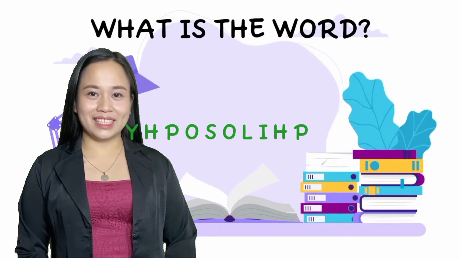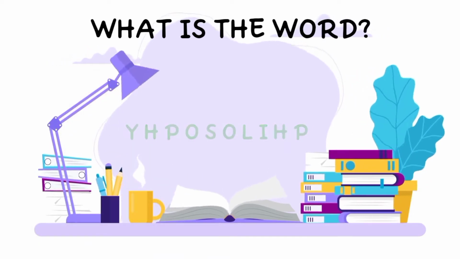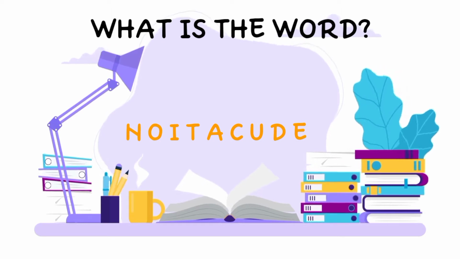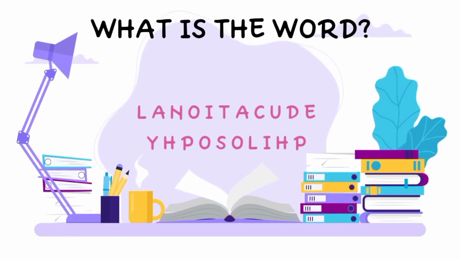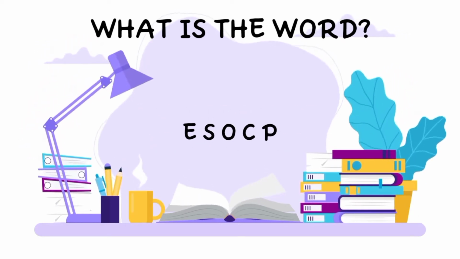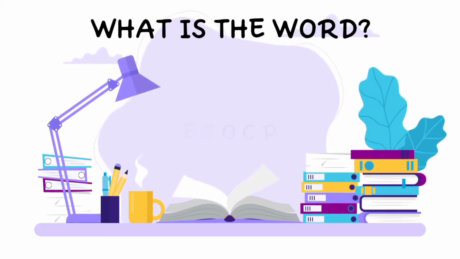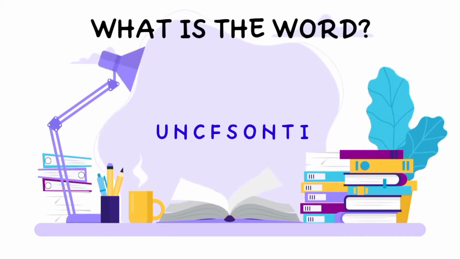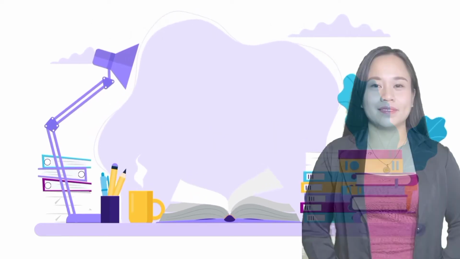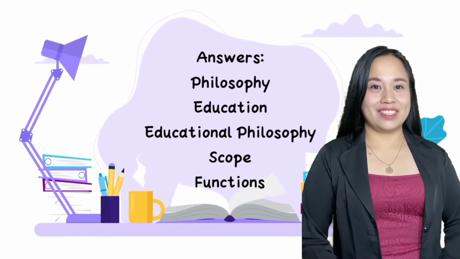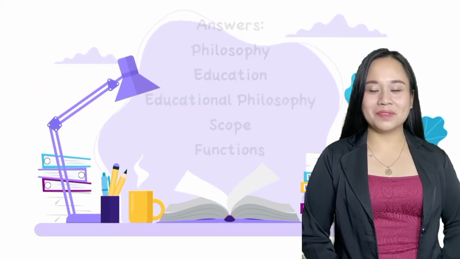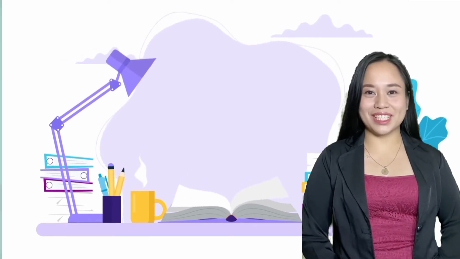For our plenary activity, arrange the following scrambled letters to form a word. Are you ready? Let's start. Let's check if you got the answers correctly. Did you get it right? Good job! Now, you're very much ready for our discussion for today.